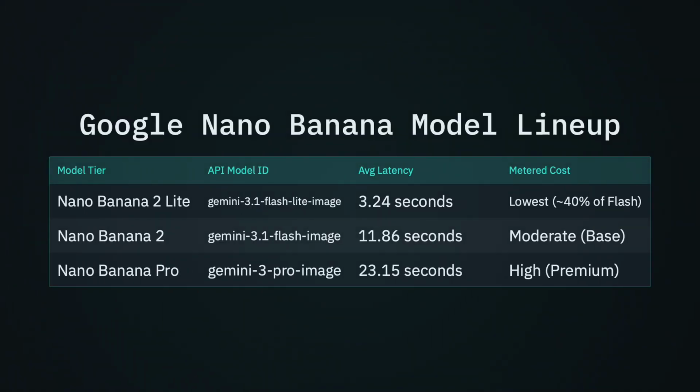In the google-genai SDK, the 3 tiers are laid out by latency and cost. Lite gets you a draft in 3 seconds. Standard Flash takes 11 seconds. And Pro takes 23 seconds.